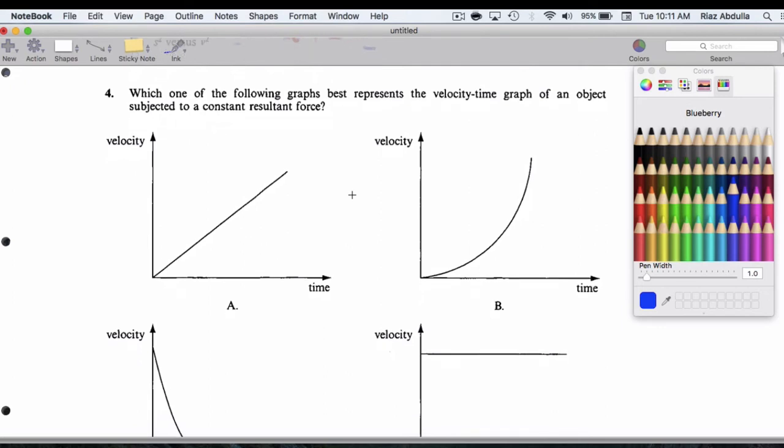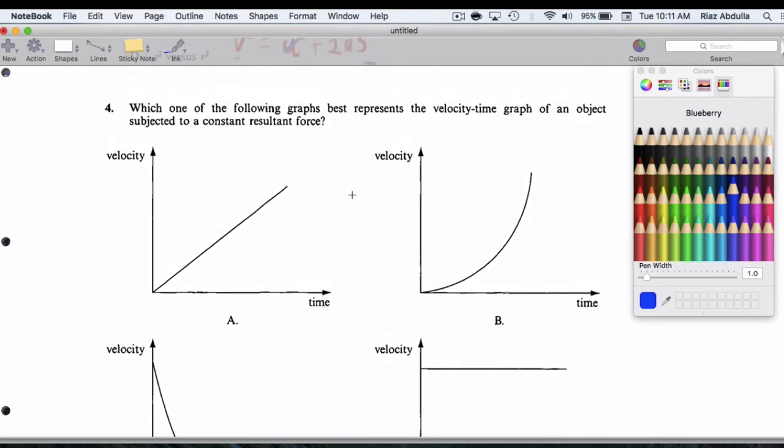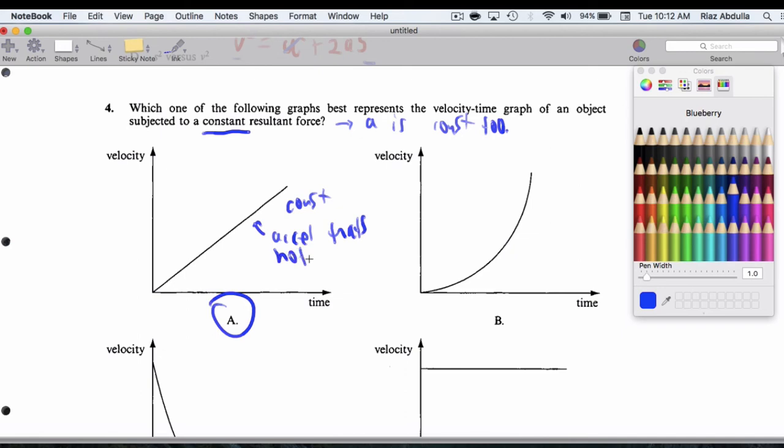Now, we've got the velocity time graph for an object subject to a constant force. Again, a constant force, let's be clear. Constant force implies that acceleration is constant too. And let's remember the slope of a velocity graph is the acceleration. So that actually gives us this choice right here. A nice constant acceleration that's not 0. So that's number 4. We'll continue 5 through 8 in the next video.